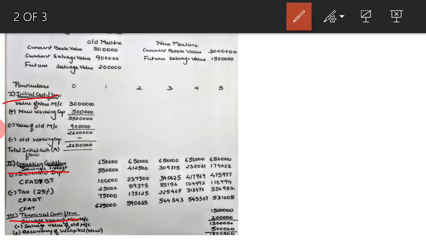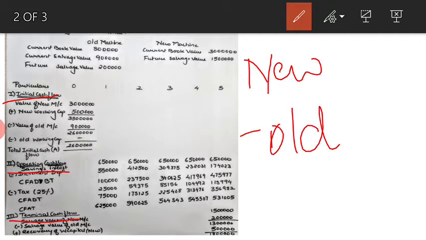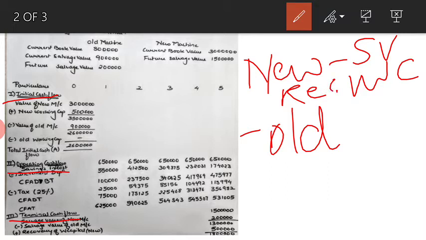Now what comes in terminal cash flow? In terminal cash flow, first thing that we consider is, again, it is new minus old. Under new what will come? Salvage value of asset and recovery of working capital.